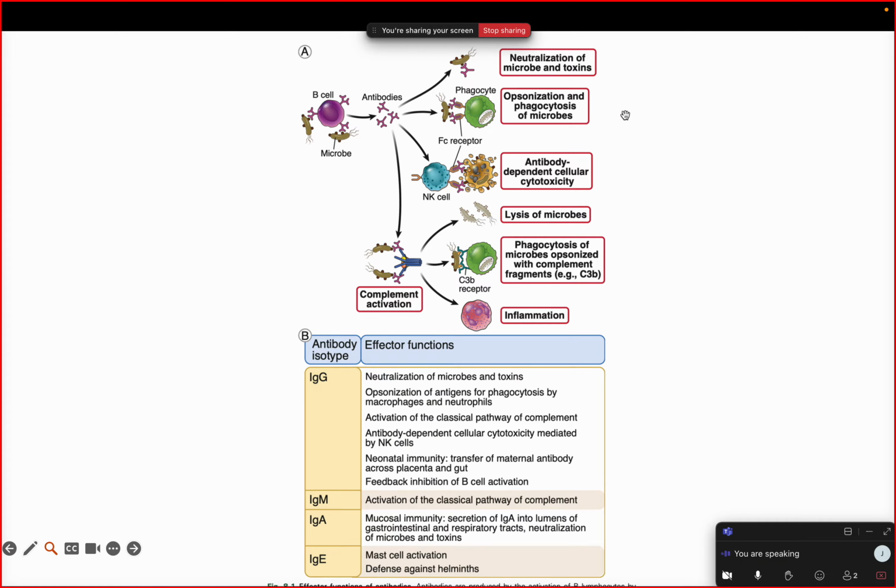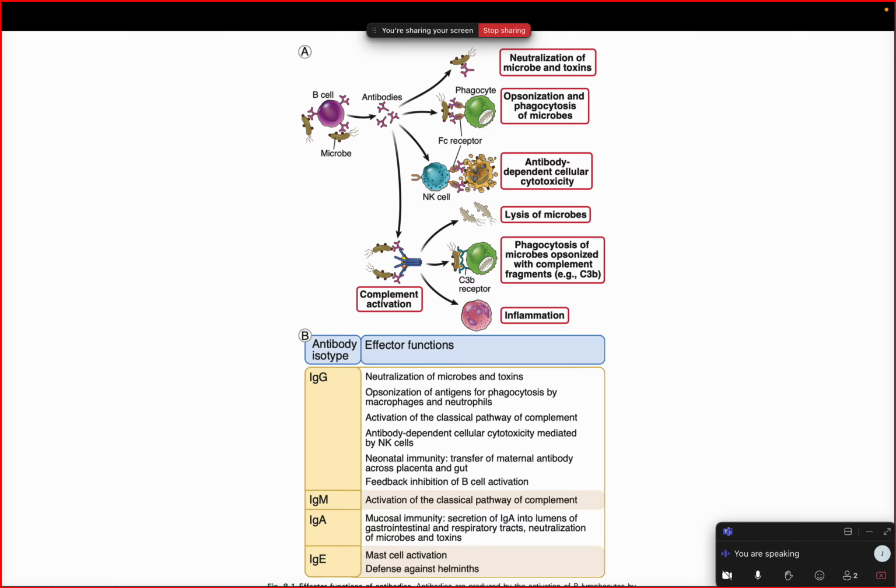Second is opsonization and phagocytosis of microbes. We'll see this in a little bit more detail today. Then antibody dependent cellular toxicity, you know this very well. It will directly kill the infected cell. Then lysis of the microbe itself. The microbe is there freely outside the cell, and the antibodies will directly go and lyse it with the help of phagocytic cells.